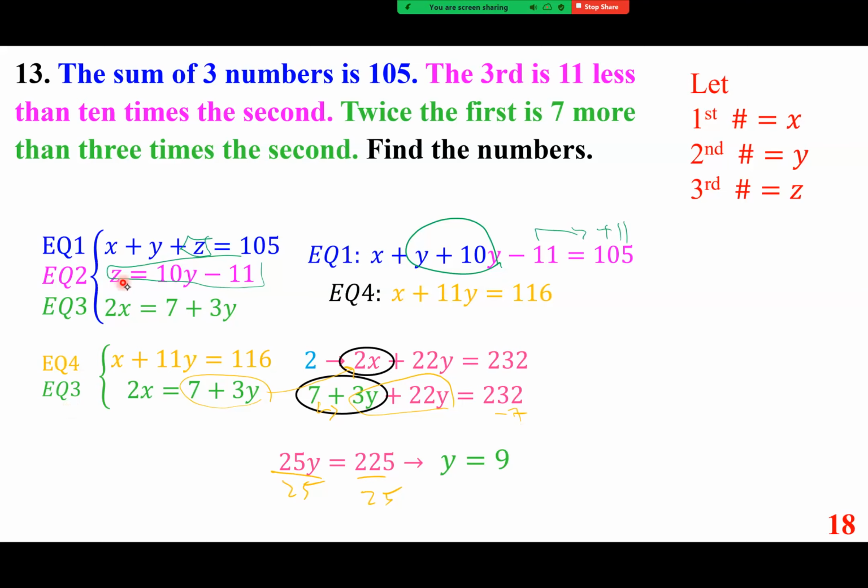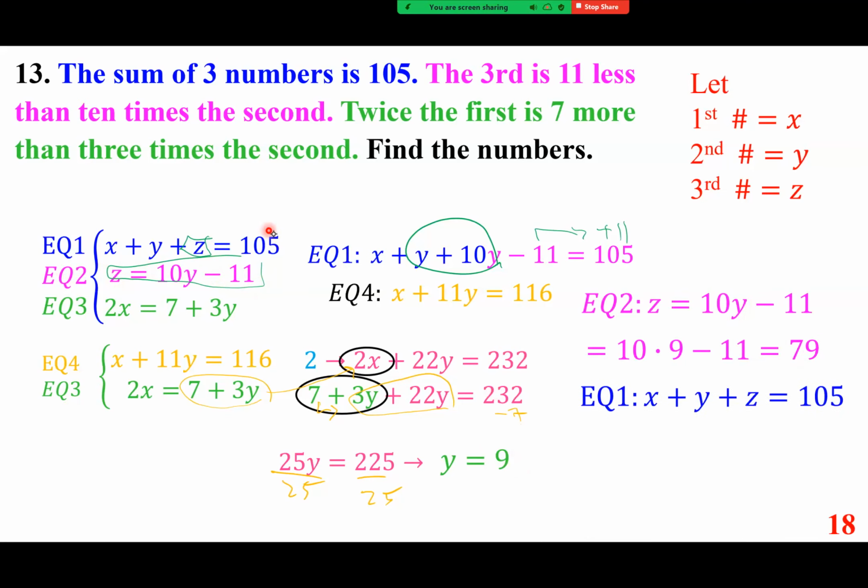Equation 2 gives me z. 10y minus 11. So 10 times 9 minus 11 makes it 79. X and y and z, that means 9 and 79. And x must add up to 105. And x becomes 17. I like to write them in order. And you can check, I believe, with equation 3, because equation 1 was used, equation 2 was used. Check it with the third equation.